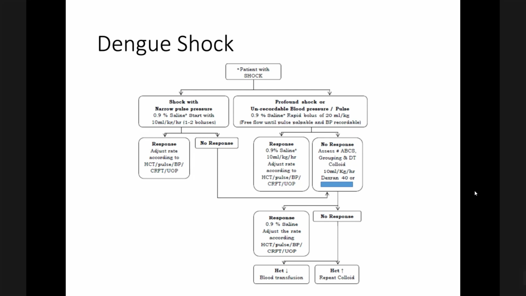Blood is given at a rate of 5 ml per kg per hour. But if there is no response and the hematocrit is still high, that means the patient is still leaking very fast. Then you give another bolus of colloid. Is this chart clear? I know it's maybe a little bit confusing, but hopefully you have seen enough dengue patients in this appointment, as well as you may have learned quite a lot from the IWC.